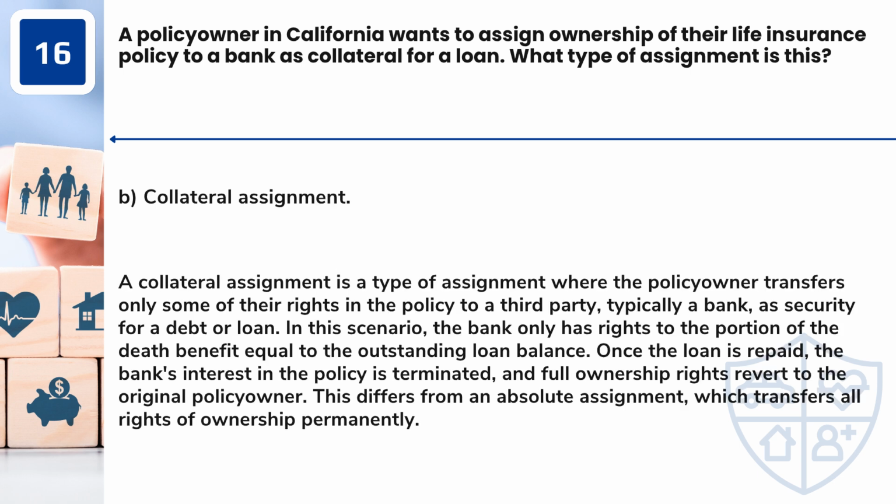Answer: B. Collateral assignment. A collateral assignment is a type of assignment where the policy owner transfers only some of their rights in the policy to a third party, typically a bank, as security for a debt or loan. In this scenario, the bank only has rights to the portion of the death benefit equal to the outstanding loan balance. Once the loan is repaid, the bank's interest in the policy is terminated, and full ownership rights revert to the original policy owner. This differs from an absolute assignment, which transfers all rights of ownership permanently.